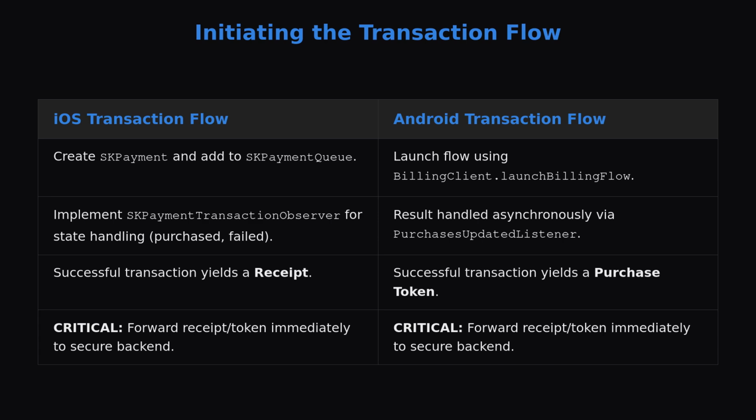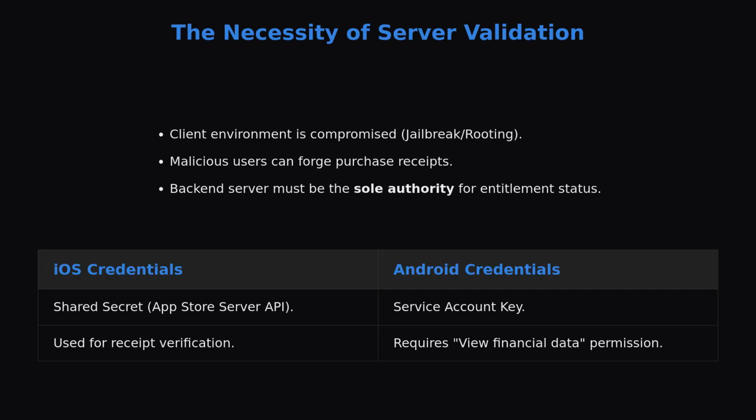A successful transaction on either platform yields a receipt for iOS or a purchase token for Android, which must be immediately and securely forwarded to your back-end server for definitive validation. Client-side receipt validation is fundamentally insecure because the client environment is easily compromised through jailbreaking or rooting, allowing malicious users to forge purchase receipts. The back-end server must function as the sole authority for determining user entitlement status. Implementing this server-side validation process is the only way to prevent unauthorized access to premium content.